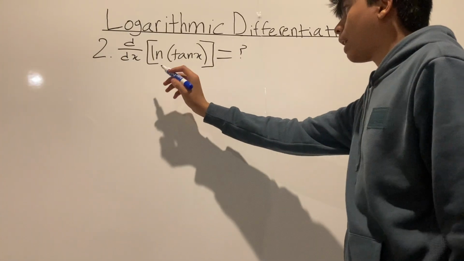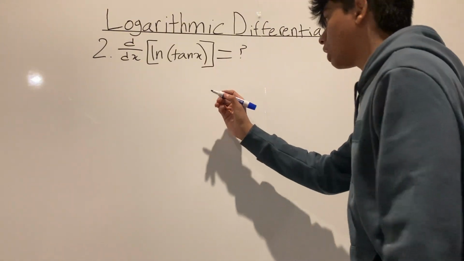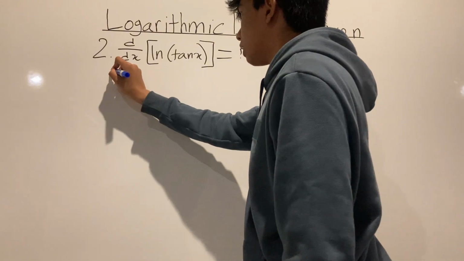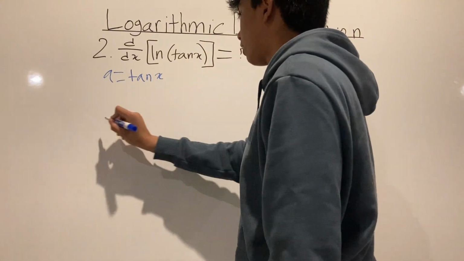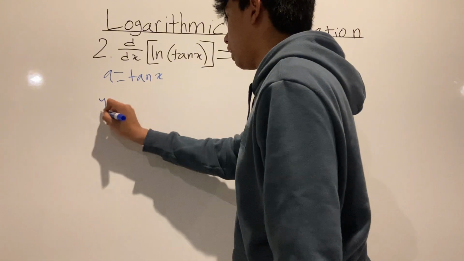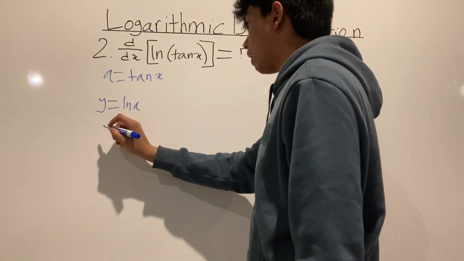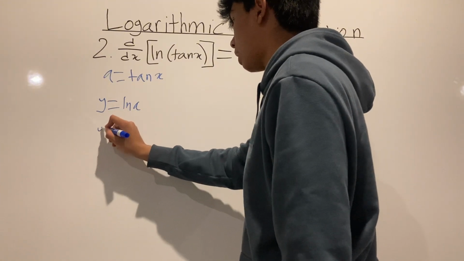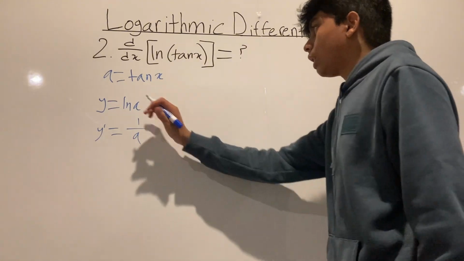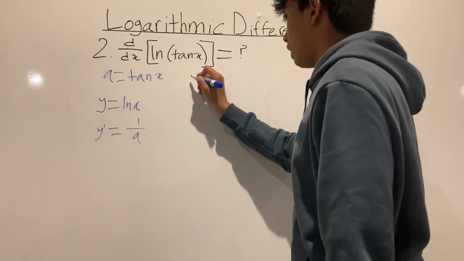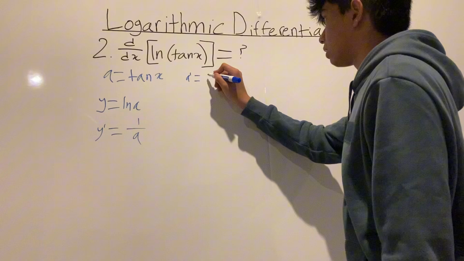Okay, question 2 we have, find the derivative of ln tan x. So again, we can use chain rule. So let's say the inner function is tan x. And now the outer function is ln a. So y equals ln a. Now the derivative of ln a is just 1 over a. So y prime equals 1 over a. Now the derivative of a, a prime, is just, the derivative of tan x is just secant squared x.